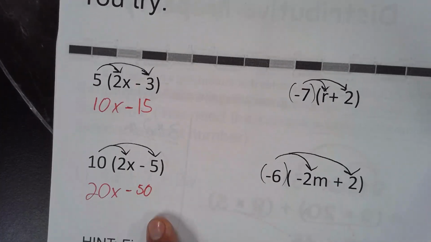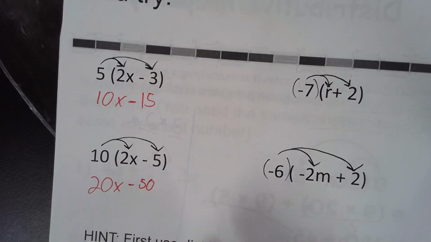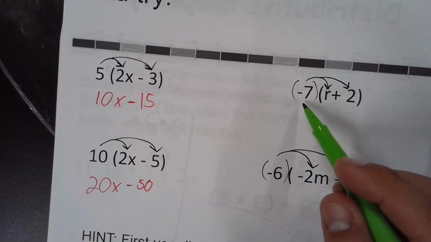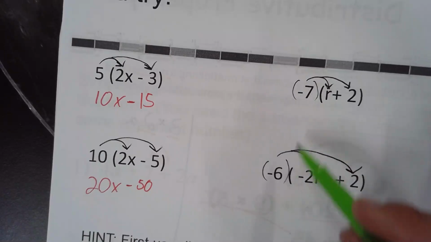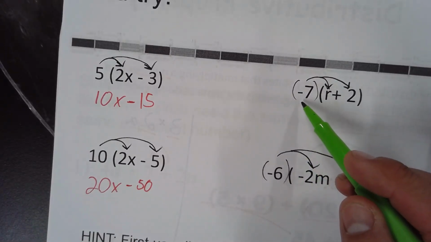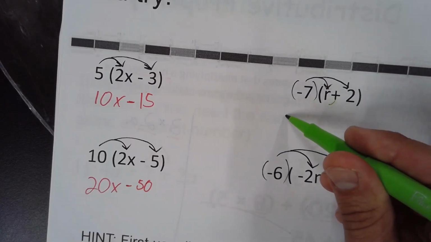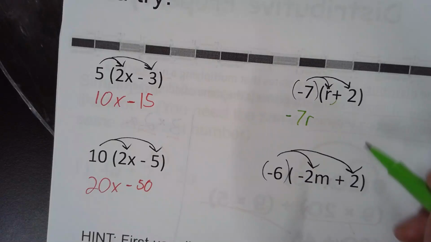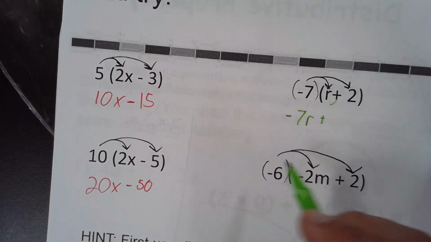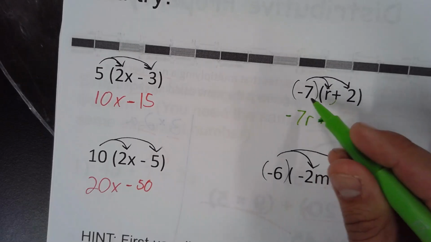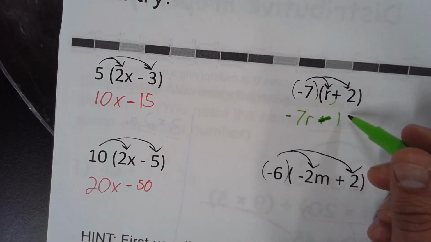Yeah, I think I walked around, somebody said negative 15. So if you had negative 15, it's negative 50, 10 times 5. So on the other side here, the reason I put parentheses around those is because they help us remember that it's not just 7, it's negative 7 times r, which would be negative 7r, minus 14, because negative 7 times 2 is negative 14.